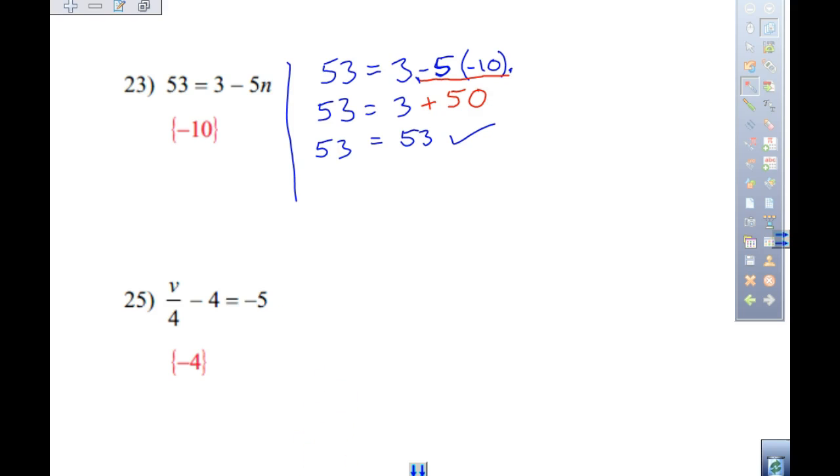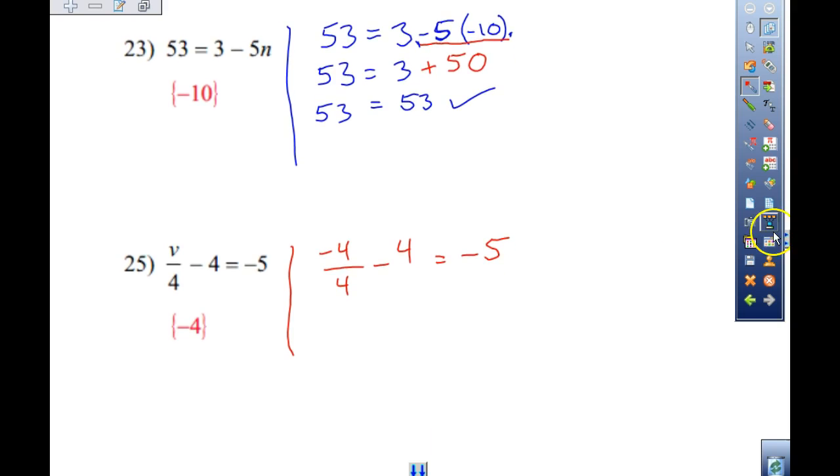So that's the same thing on number 25. We'll have negative 4 divided by 4 minus 4, and that should equal negative 5. So we figure out, what's negative 4 divided by 4? And you'll get negative 1. Bring down the minus 4, and the equals negative 5. And then negative 1 minus 4 is negative 5.